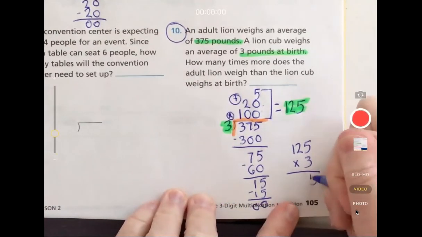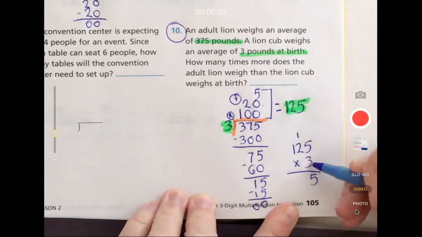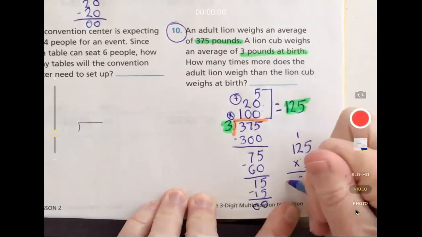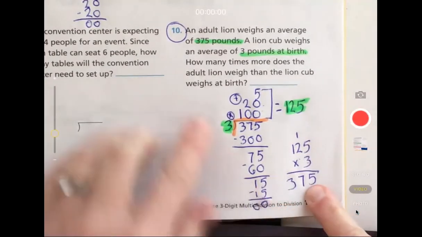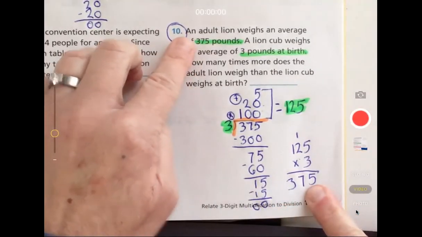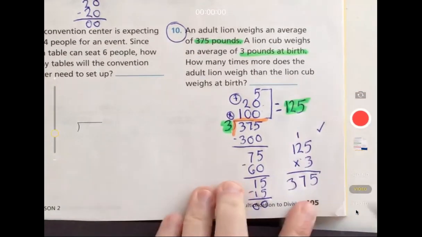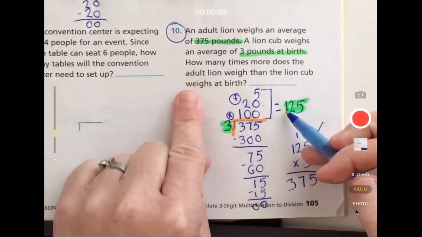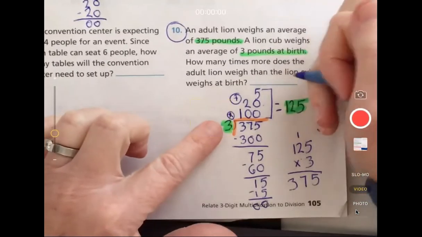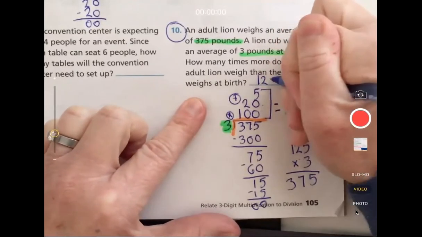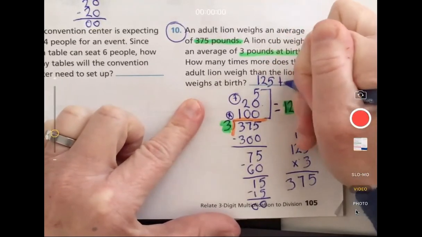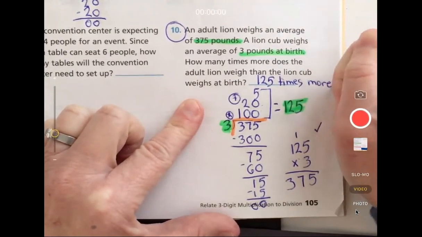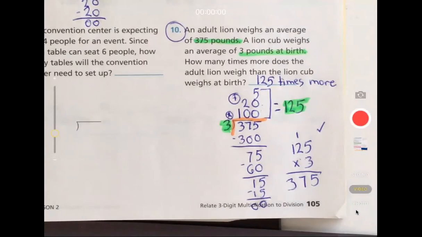5 times 3 is 15. Carry the 1. 3 times 2 is 6, plus 1 is 7. 3 times 1 is 3. 375, 375. Checked out. That means I got it right. So here's the answer. How many times more does the adult lion weigh than that baby lion cub? It weighs 125 times more. And that's the answer. Okay?